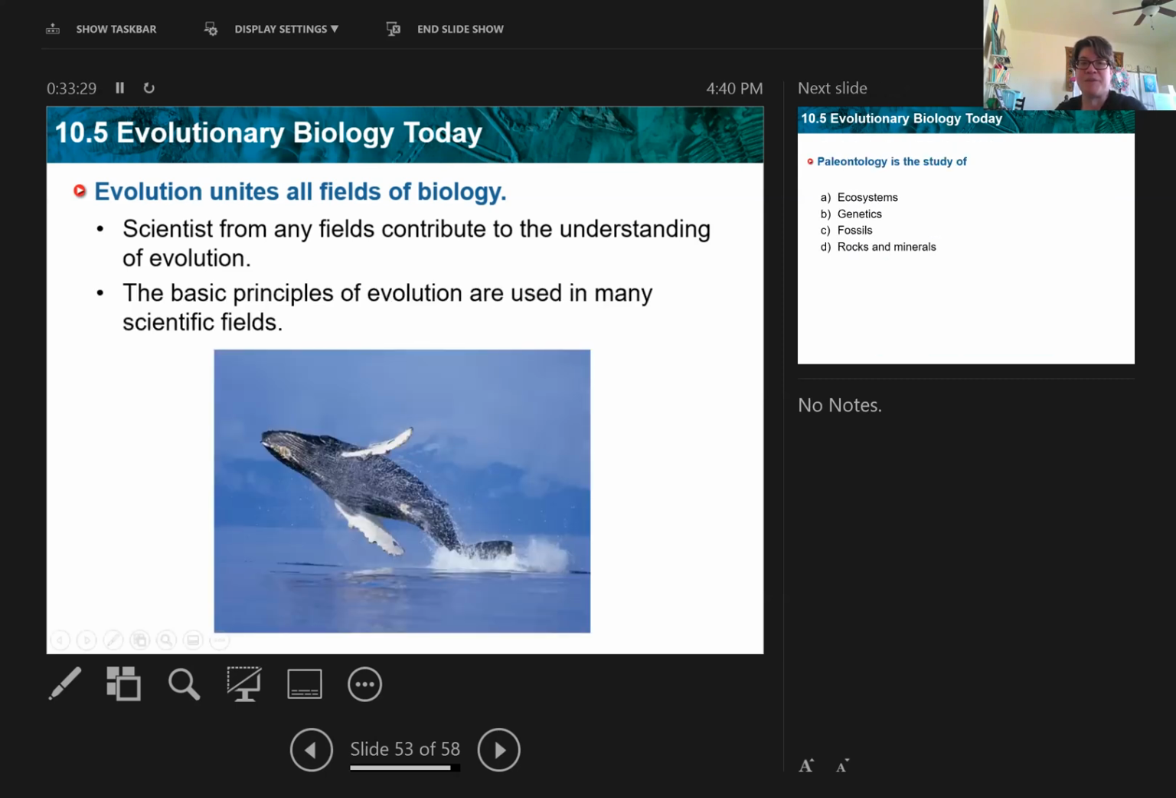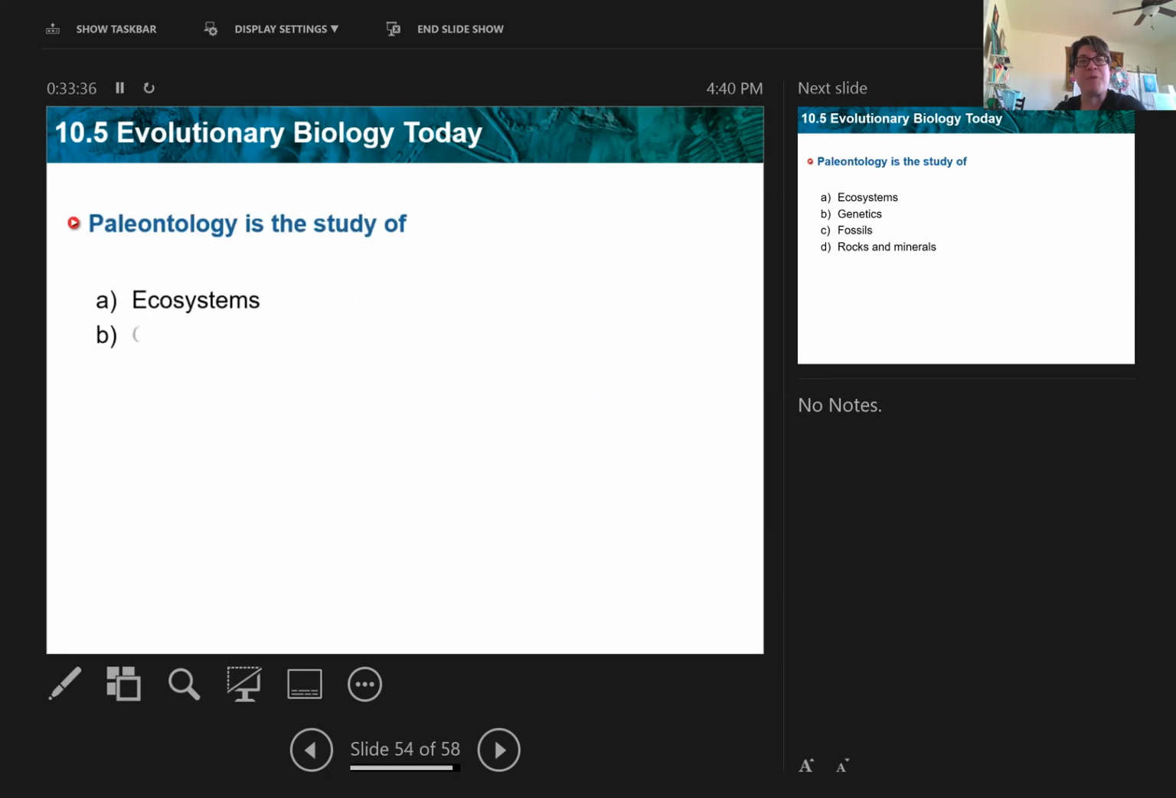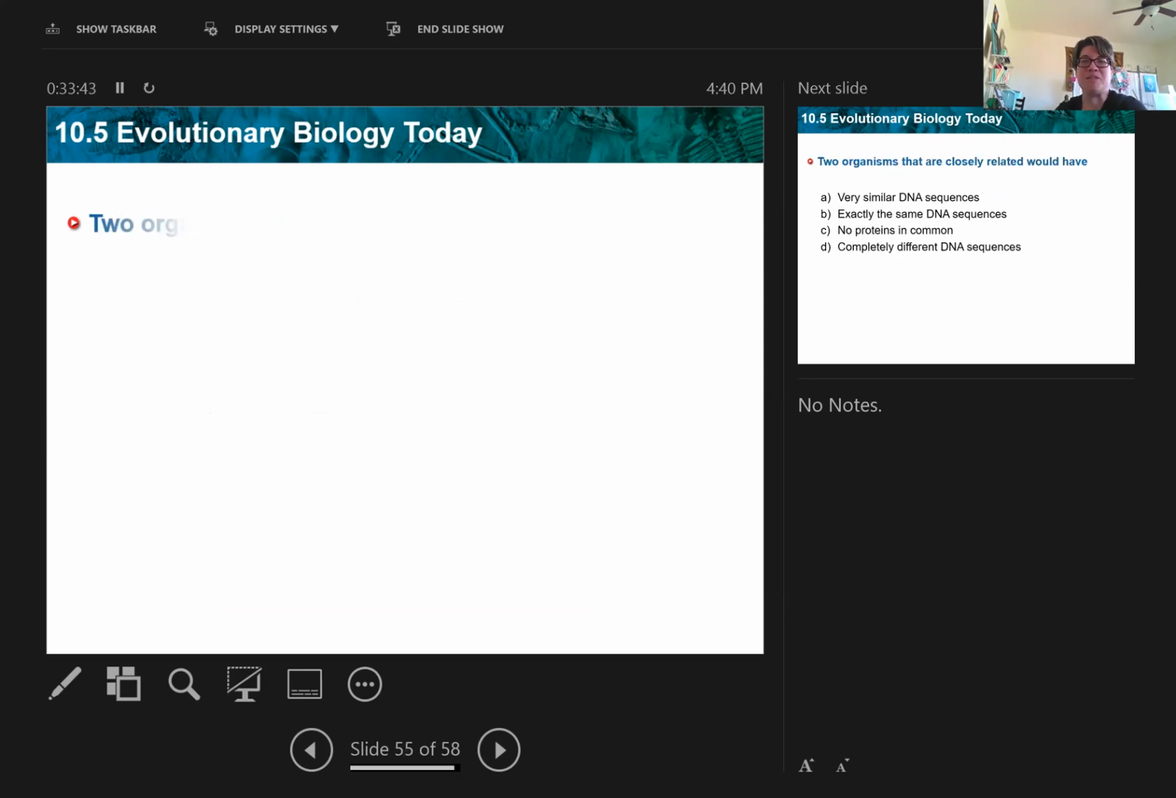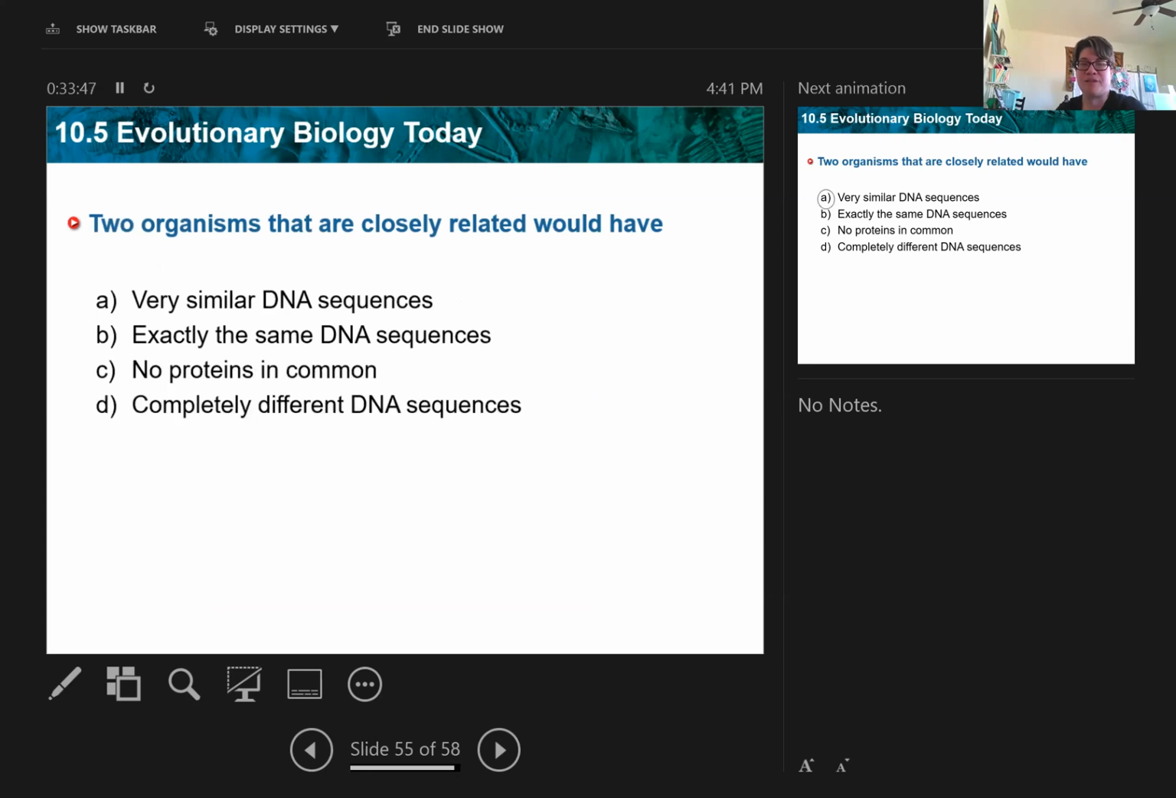And so here's a nice picture of a humpback whale. And so I'll show you the quiz questions now. If you want to skip them, you can. Paleontology is the study of, that would be fossils. 2 organisms that are closely related would have what?